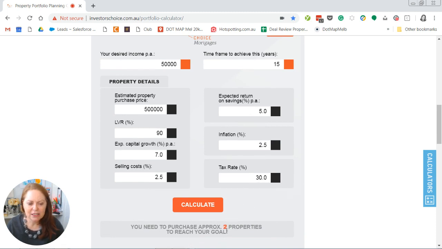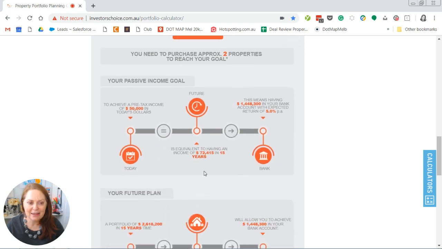And let's assume your tax rate at that time is 30. So this says you need to purchase 2 properties to get there. So $50,000 now in 15 years' time is equivalent to about $72,000 based on that inflation rate. That means you need $1.48 million in the bank, earning 5% to be able to generate that $72,000.